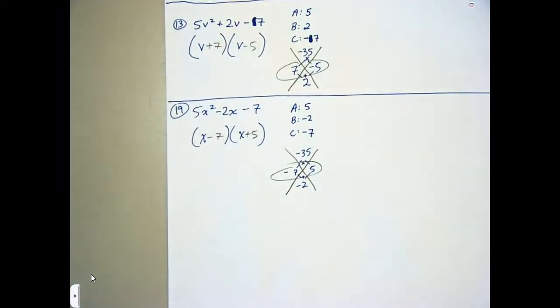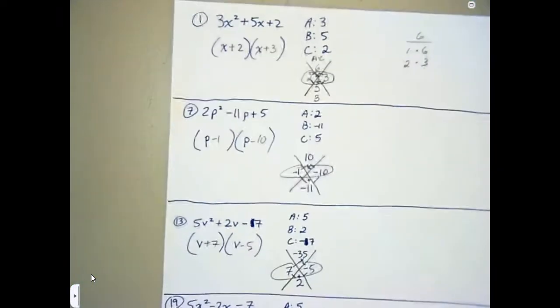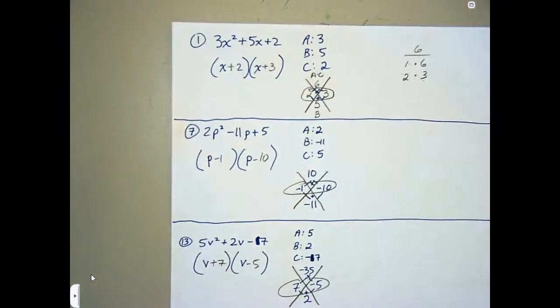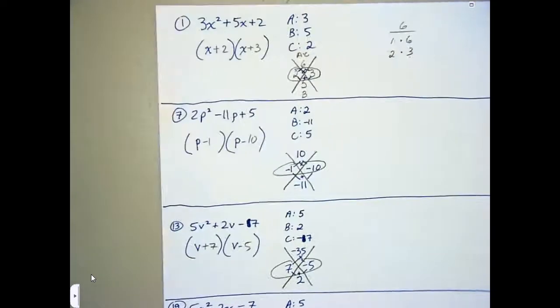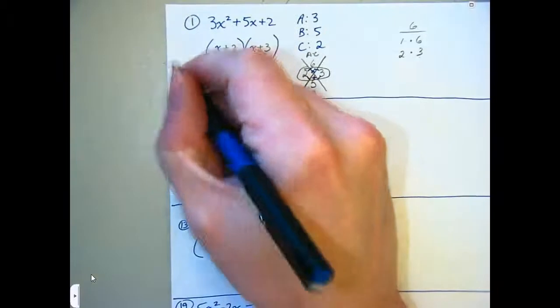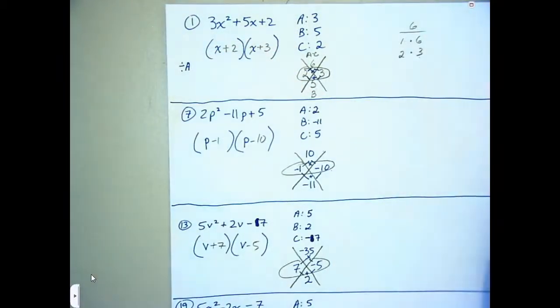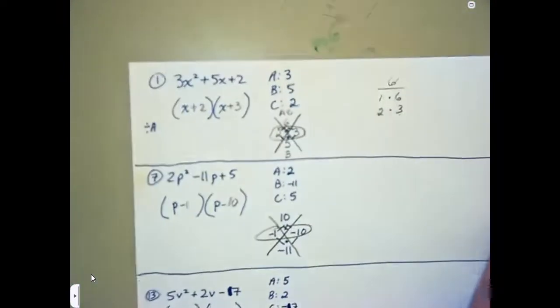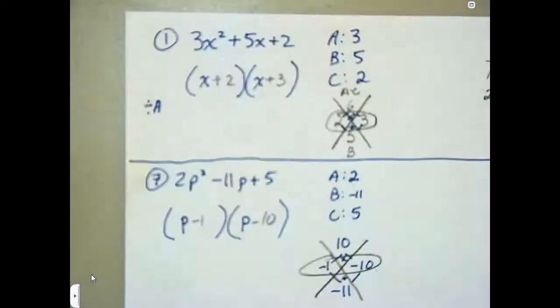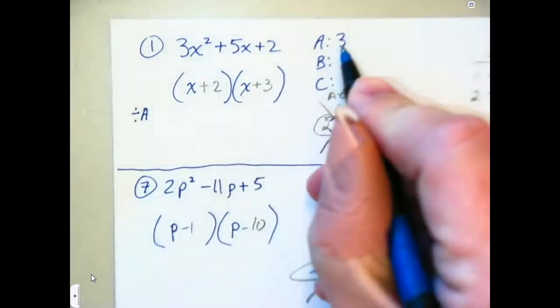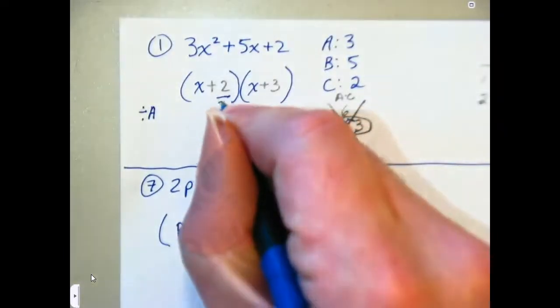Okay, you have almost finished factoring. You have one more step. The key step, and it is the one that most students forget. It's the most common one to forget. We have got to now divide by A. We need to divide by A. So when I say we divide by A, that means we take whatever A is and we put it under that number and divide.